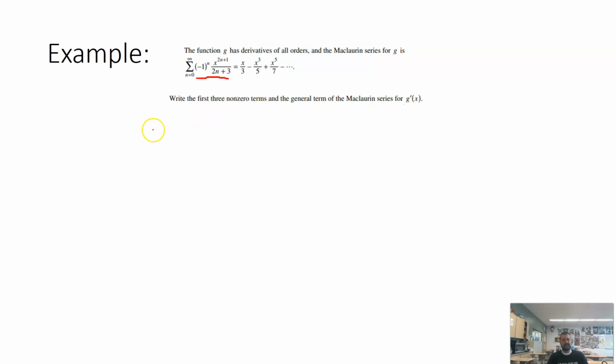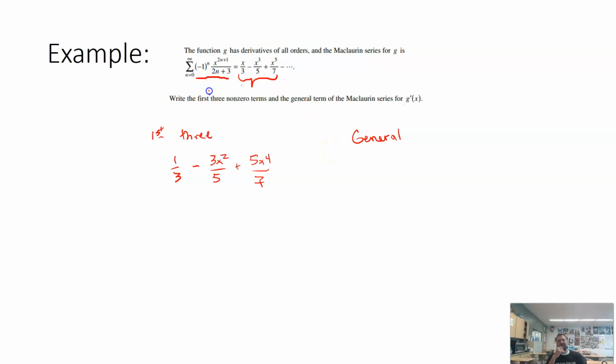Well, the first 3 non-zero terms of the derivative, I could just take the derivative of each of those terms. So my first 3 non-zero terms would be 1/3, that's my first term, minus 3x squared over 5 plus 5x to the fourth over 7. We still take the derivative like we normally do with each of the terms. That part doesn't change. The general term on the derivative is actually pretty easy as well. And this is what that last slide was saying.